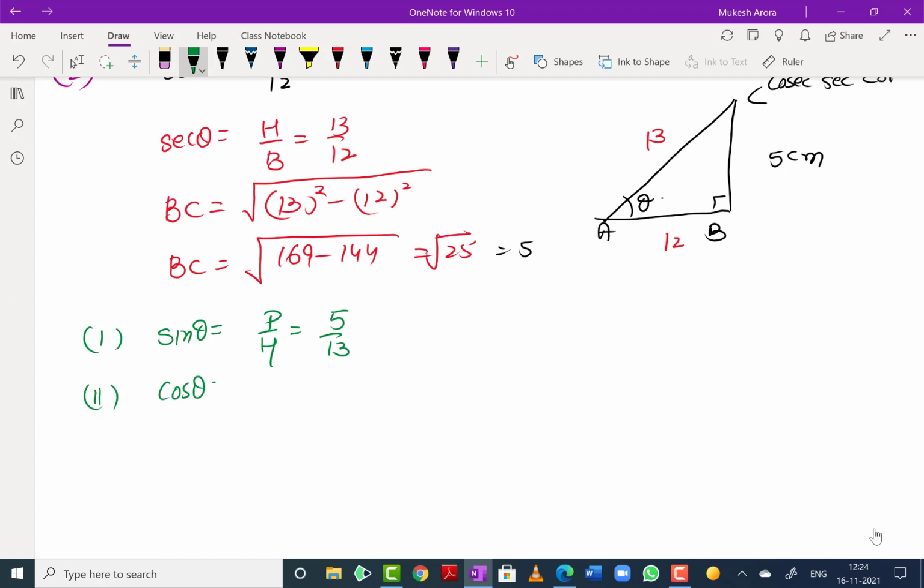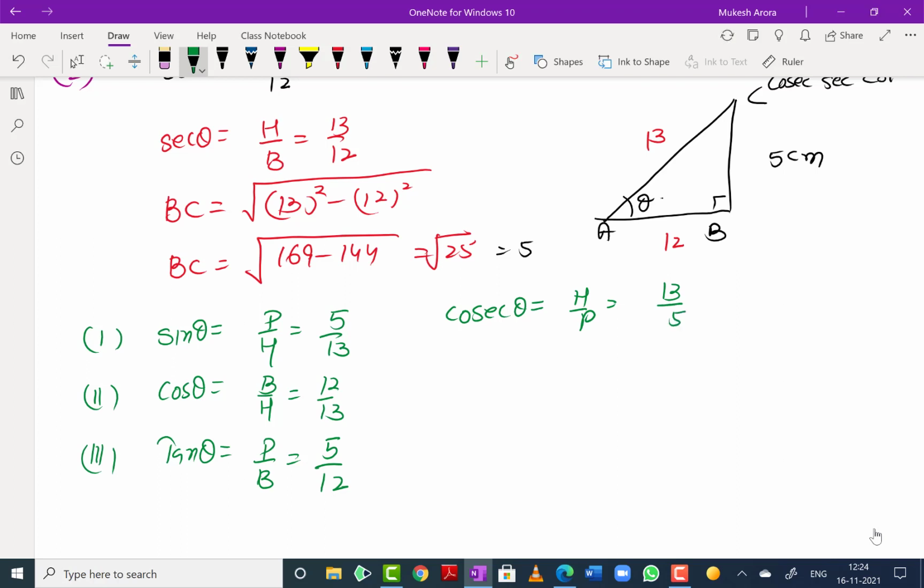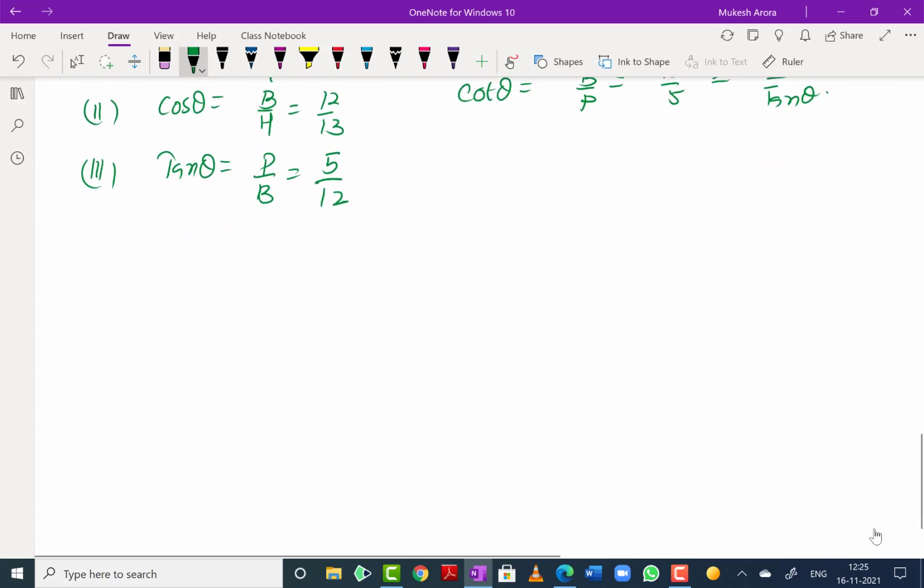Cos theta. Cos theta is base upon hypotenuse. Tangent theta. Tangent theta is perpendicular upon base, 5 by 12. Cosecant theta is reciprocal of sine, is 13 by 5. Secant is there. Cot theta is reciprocal of tan, 12 by 5. This is 1 by sine theta. This is 1 by tangent theta.